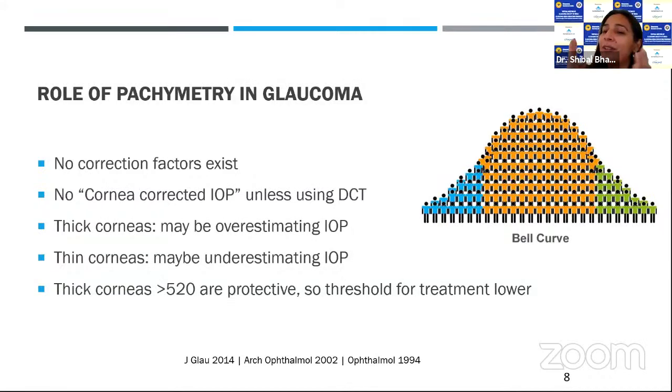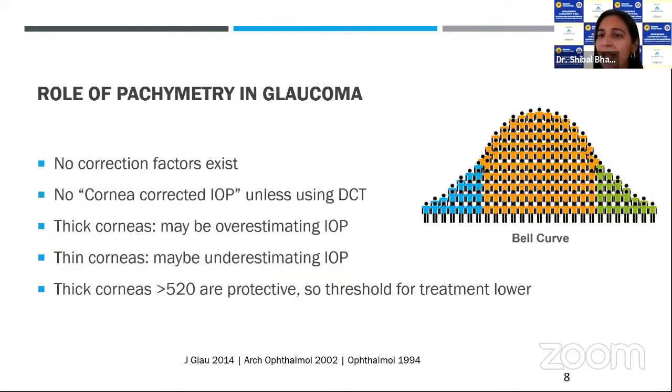Remember, unless you have a DCT that Deepika spoke of right at the end of her presentation, you cannot mention cornea-corrected IOP. And in all the referrals that come in, so many of them have cornea-corrected IOPs because you are compensating for what you think is a thicker cornea. Remember, your patient can be anywhere on this bell curve. 95% of the patients will be there, but there will always be the statistical outlier where a thinner cornea will not be underestimating the IOP.